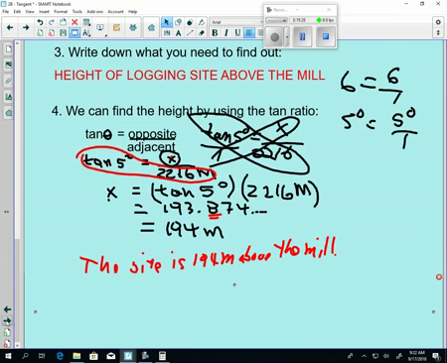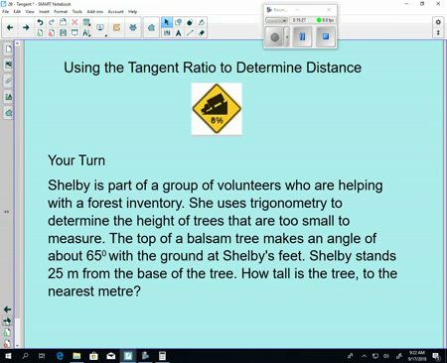So that's your example. I think that if you remember the 8%, it means a ratio of 8 over 100.